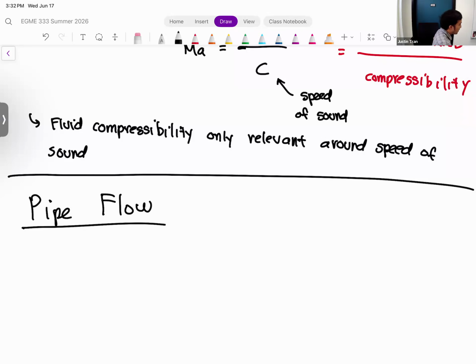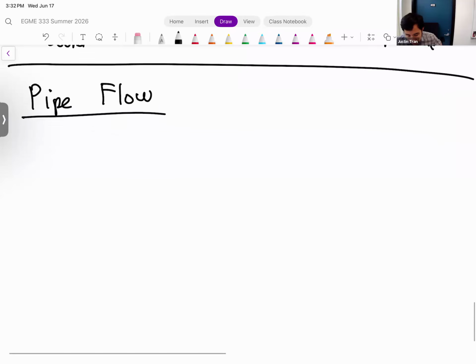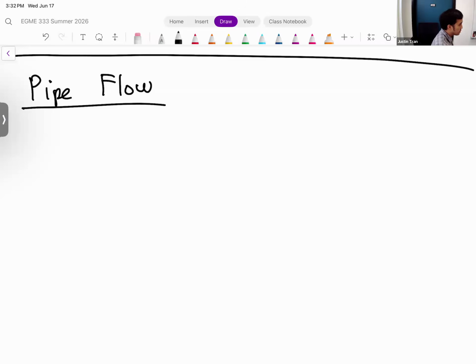Okay. So pipe flow is a very interesting topic in that I think this is probably as close as we're going to get to something that's very directly applicable. Because up until this point, everything we've covered in this class is pretty heavy on the theory. But pipe flow is something where we're looking at a very specialized situation, which is fluid flow within a closed conduit.